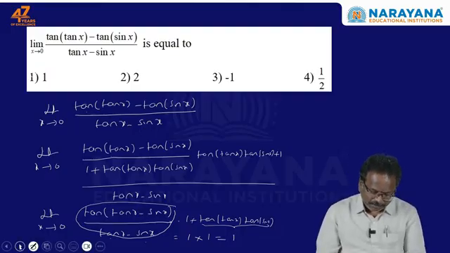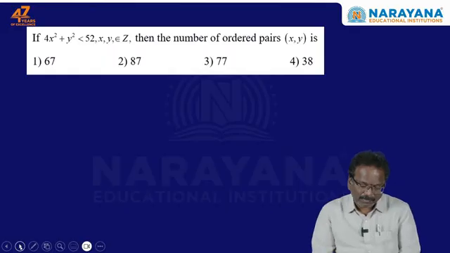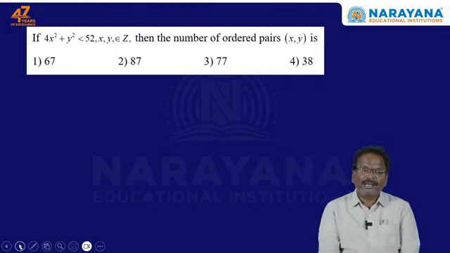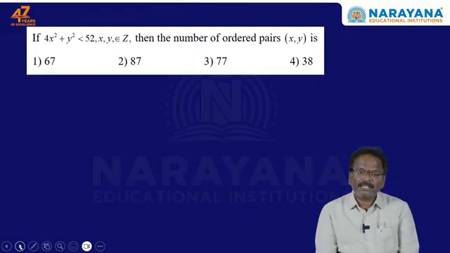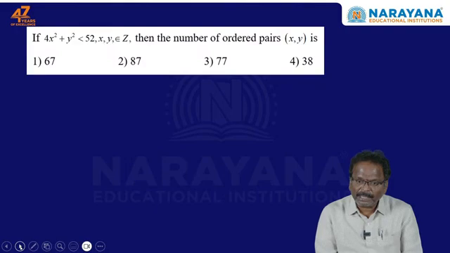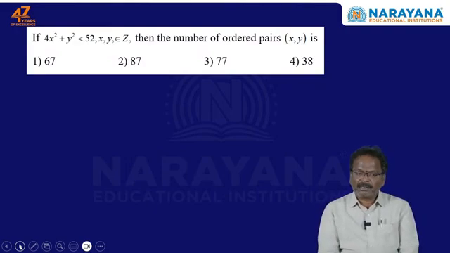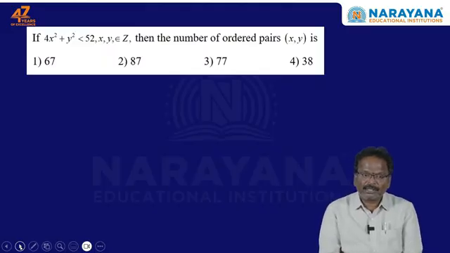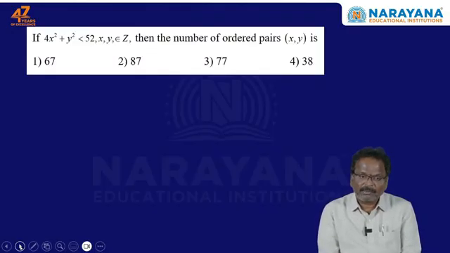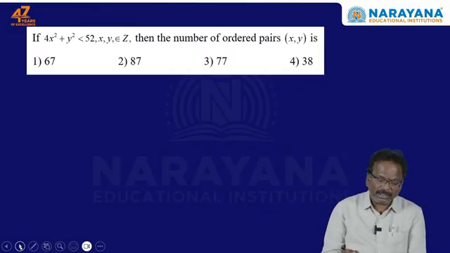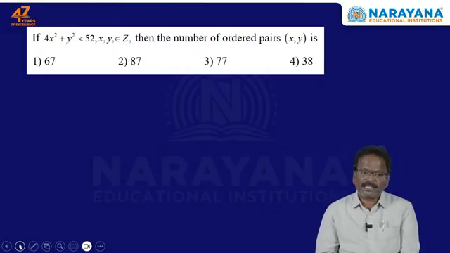Now, the next one is from ellipse. If 4x square plus y square is less than 52 and x, y belong to Z, then find the number of ordered pairs (x, y). I think this is a repeated question from the 22nd evening shift. Again, this question came in today's examination. We are saying this based on memory only: 4x square plus y square less than 52.